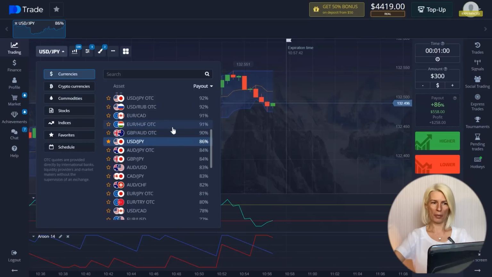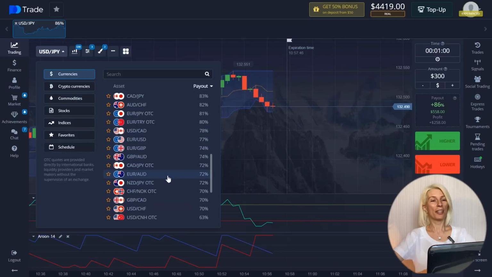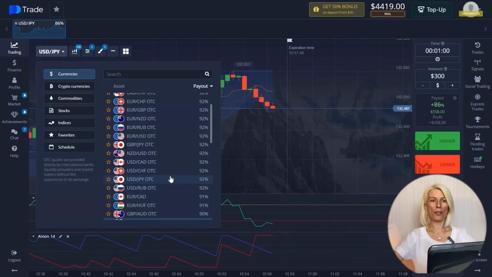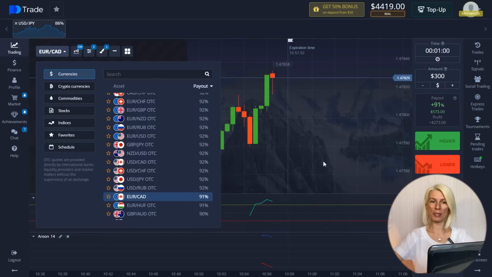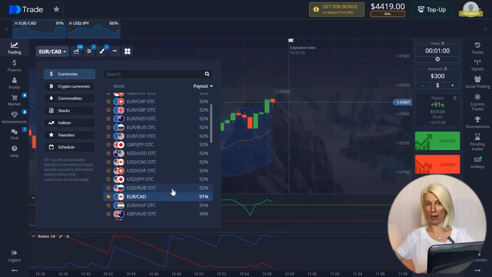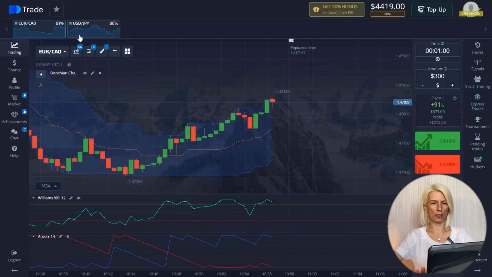Now, let's go to PocketOption and let's get going. I open the platform. Let's choose the exchange currency pair we will work with today. Now, with 92% payout, there are only over-the-counter pairs, but here is the Euro-Canadian dollar currency pair that has 91% payout. Now, it's the highest percent and we will choose it and remove the rest.